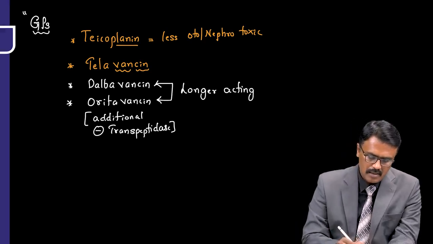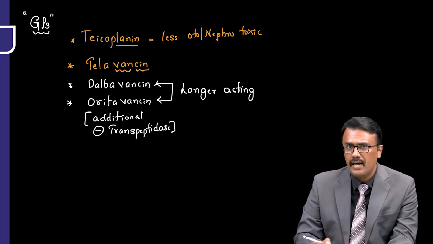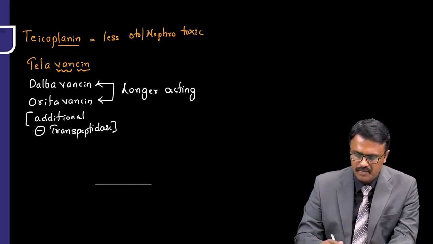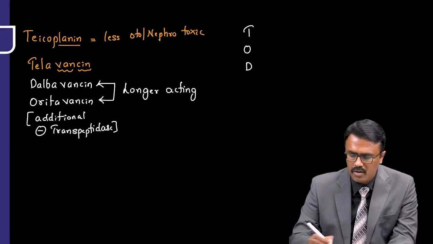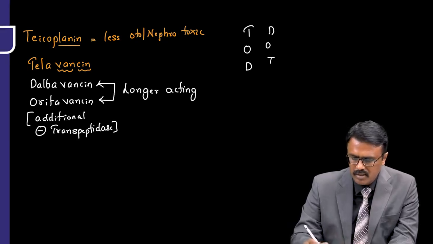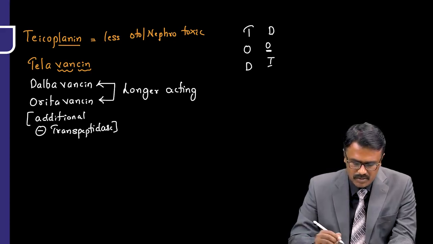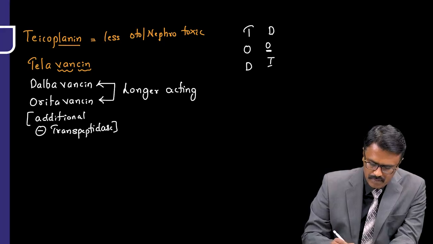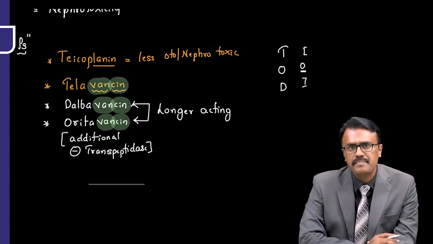So these are the other glycopeptide drugs we have: teicoplanin, telavancin, dalbavancin, voritavancin, TOD. So you can remember the drugs as TOD drugs, or you can remember them as DOT drugs. So what is DOT? D for dalba, O for vorita, T for two drugs, telavancin and teicoplanin. And the clue is all of them end with vancin, like vancomycin.